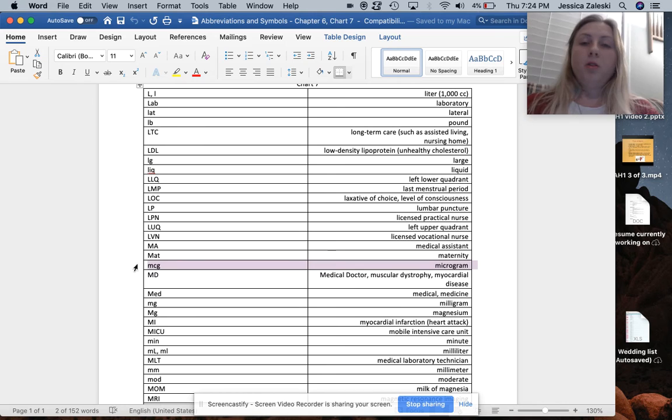MCG, this is a microgram. This is a unit of measurement. With medications, you'll find dosages could be measured in micrograms. MCG, very small dosage.